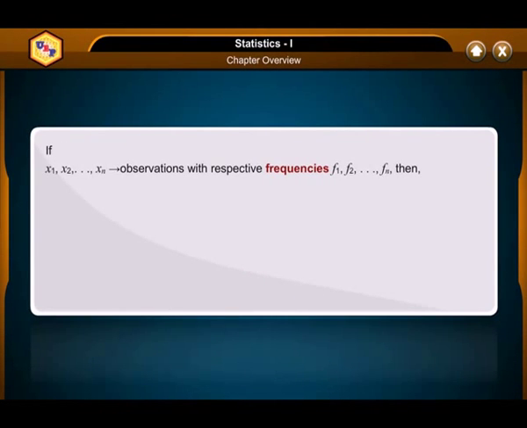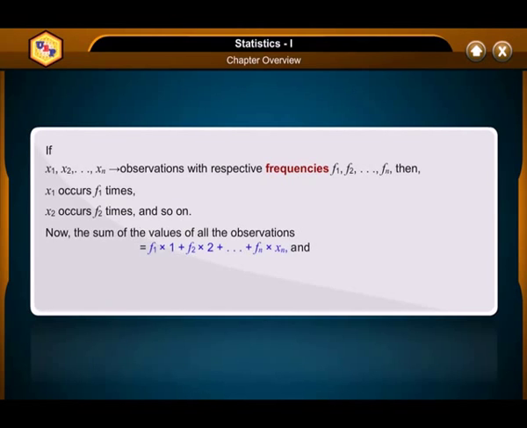If x1, x2 up to xn are observations with respective frequencies f1, f2 up to fn, then x1 occurs f1 times, x2 occurs f2 times, and so on. Now, the sum of the values of all the observations is equal to f1x1 plus f2x2 plus up to fnxn, and the number of observations is equal to f1 plus f2 plus up to fn.